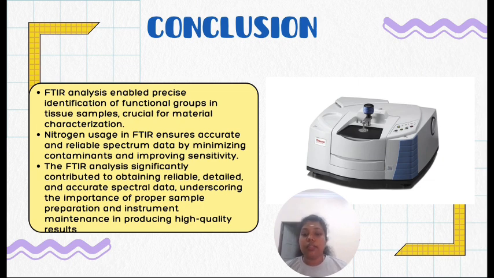Nitrogen usage in FTIR ensures accurate and reliable spectrum data by minimizing contamination and improving sensitivity. The FTIR analysis significantly contributes to obtaining reliable details and accurate spectrum data, underscoring the importance of proper sample preparation and instrument maintenance in producing high quality results. Thank you.